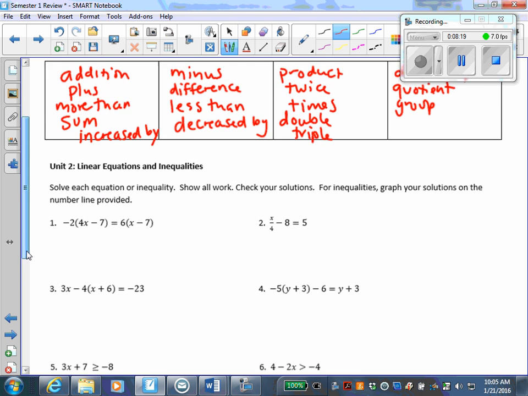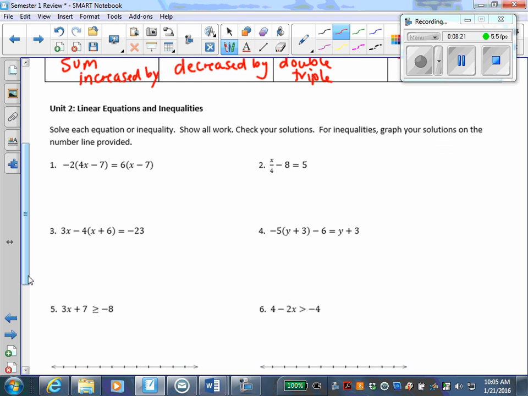Solve each equation or inequality. Show all work. Check your solutions. For inequalities, graph your solutions on the number line provided. All right, so to solve this equation, I need to distribute first. There are other ways to do it, but I'm going to show this way because I think most people would start it this way. Negative 8x plus 14, negative times negative is a positive, equals 6x minus 42.